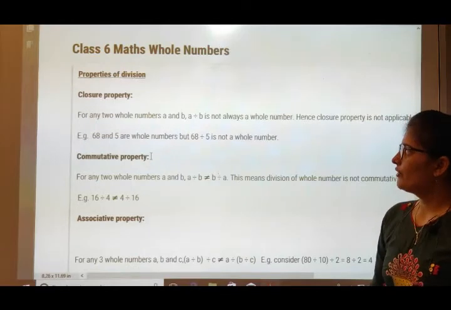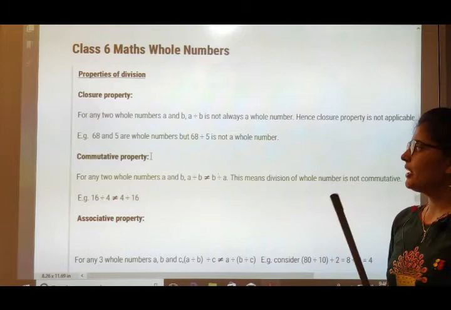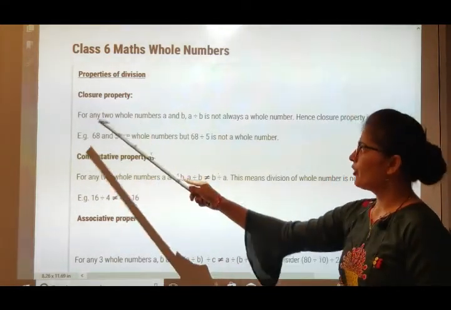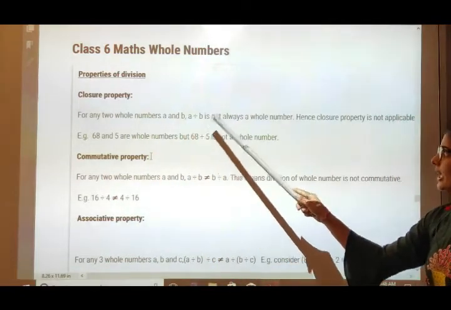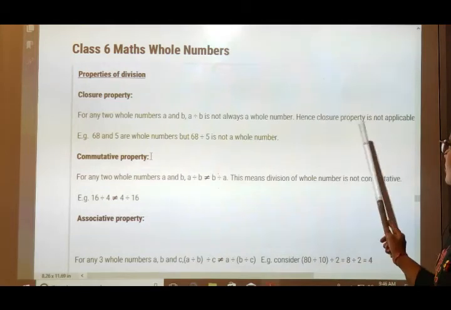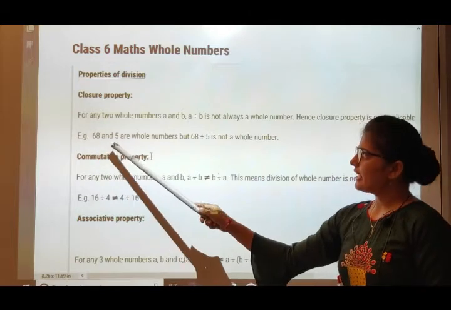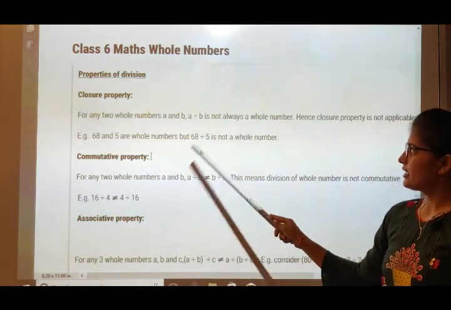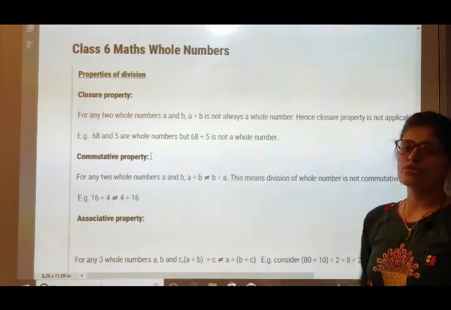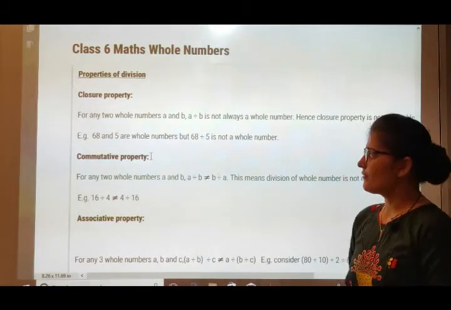Now, properties of division. We have seen three properties about subtraction, addition and multiplication. The last one is for division. Closure property: for any two whole numbers a and b, a divided by b is not always a whole number. Hence, closure property is not applicable for this. Example: 68 and 5 are whole numbers, but 68 divided by 5 is not a whole number. So closure property is not satisfied by the whole numbers under division.